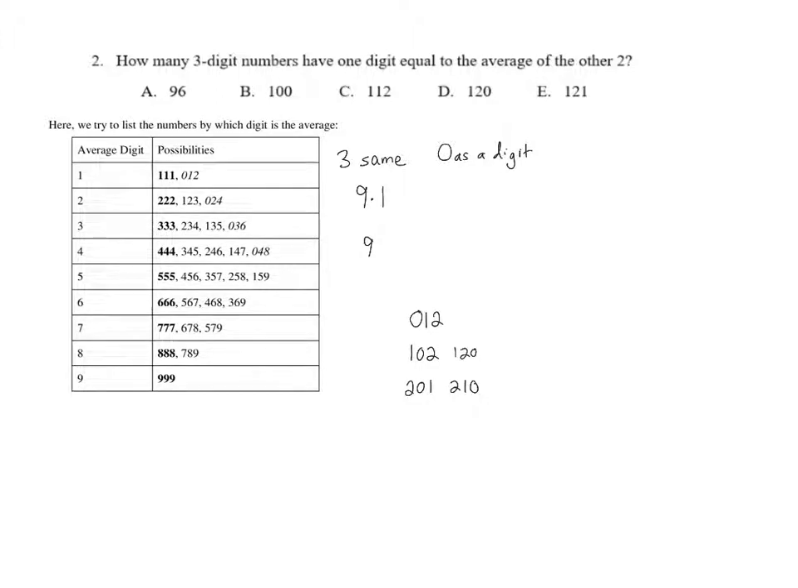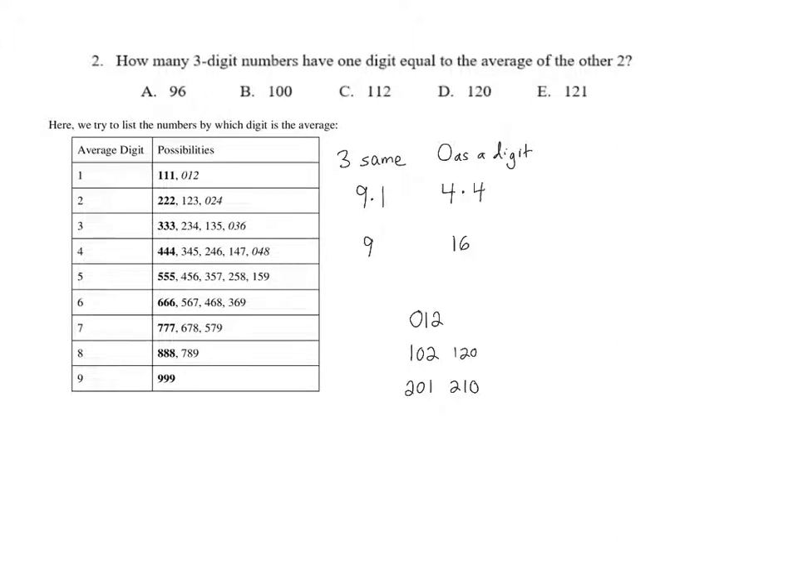So if you look, there are actually 4 sets that have 0 as a digit, but each of those can be permuted into 4 different possibilities. So we have 4 times 4, or 16 different 3-digit numbers that have a 0 as one of the digits.